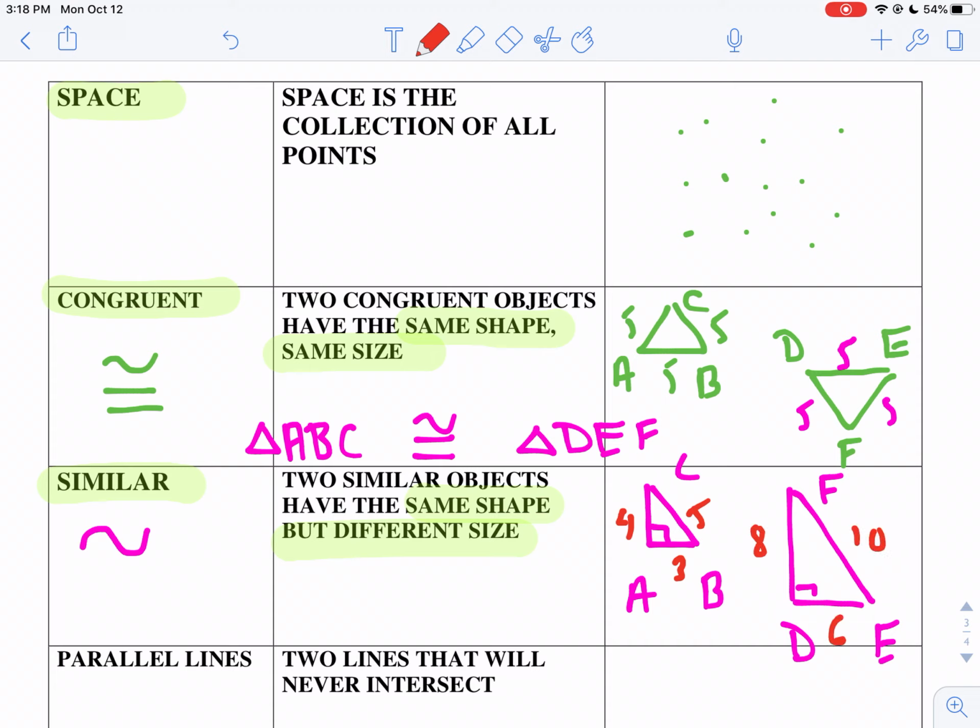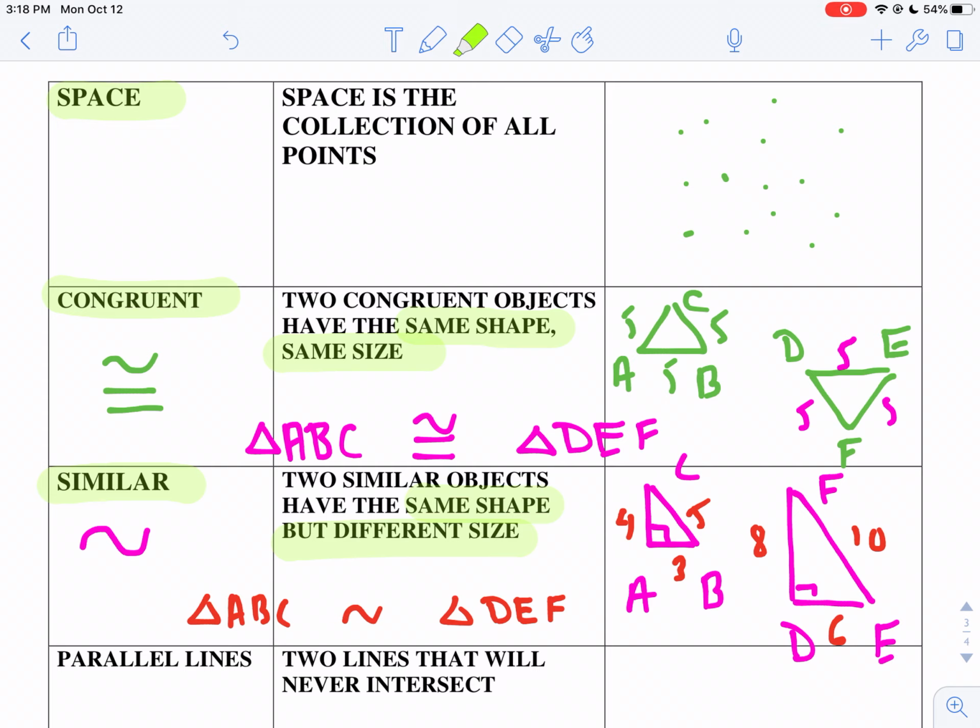So you will see that these 2 triangles are basically the same shape. They are both right triangles, but they are of different sizes. And again, write down the similarity statement, okay? So the 2 triangles are triangle ABC and triangle DEF. And they are similar. Put that in between, okay?